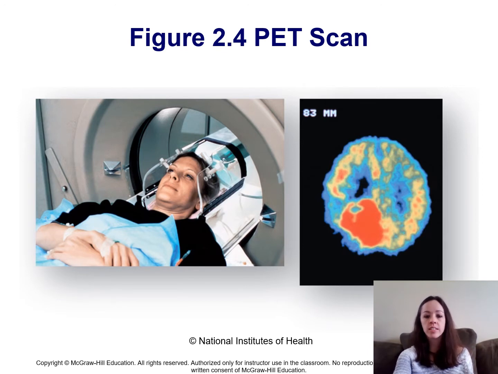The result is a colorful image, like the one off to the right-hand side, which shows which tissues took up that glucose and thus are metabolically active. A number of conditions, such as tumors, Alzheimer's disease, and epilepsy may be detected in PET scans. And if I remember correctly, I believe it is the red parts that indicate which part of the brain is not working.